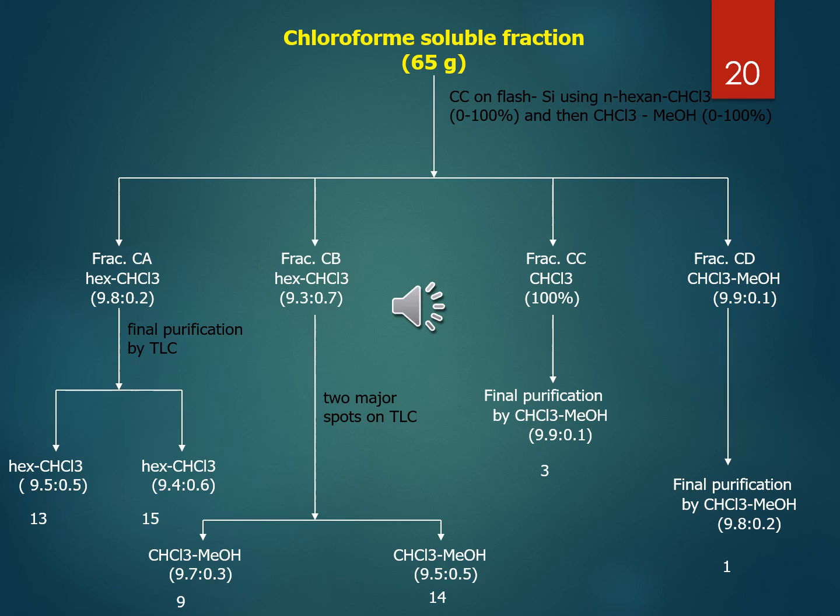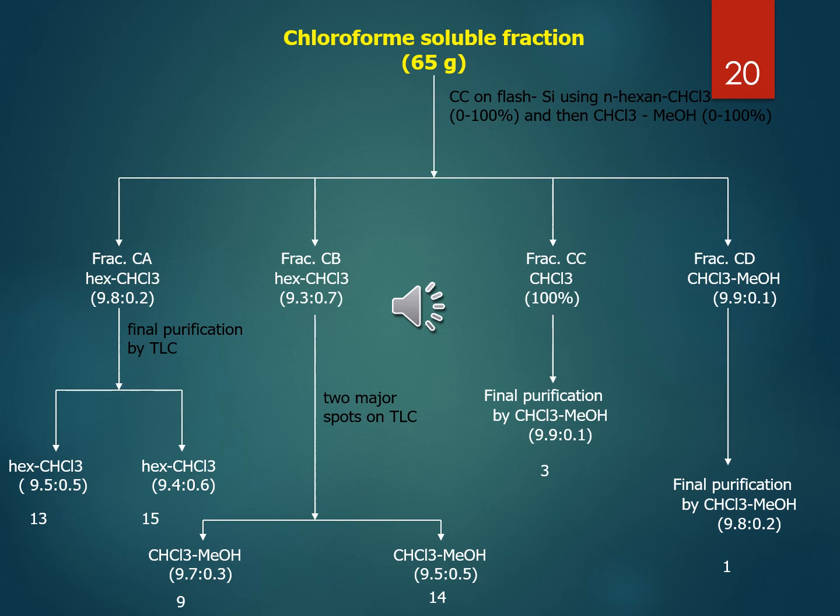The fraction Cb is further subjected to column chromatography over silica gel, eluting with 9.3 and 0.7% hexane chloroform. It shows two major spots on TLC, and we obtain two pure compounds, compound number 9 and 14. The purity of these compounds was confirmed using the organic purity system, 9.7 and 0.3% chloroform methanol for compound number 9, and 9.5 and 0.5% chloroform methanol for compound number 14.